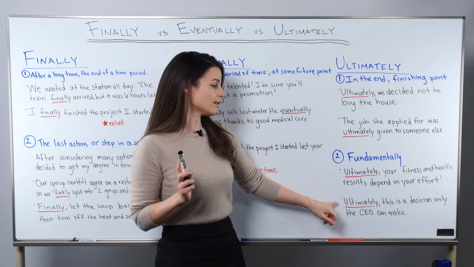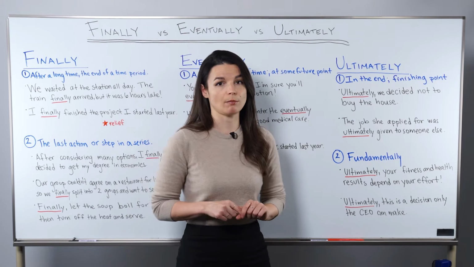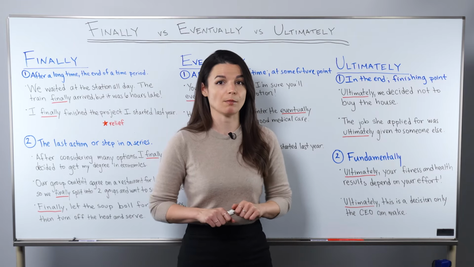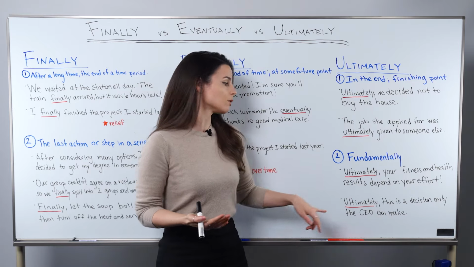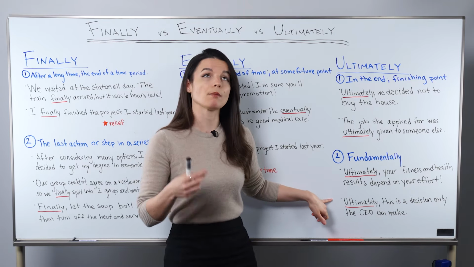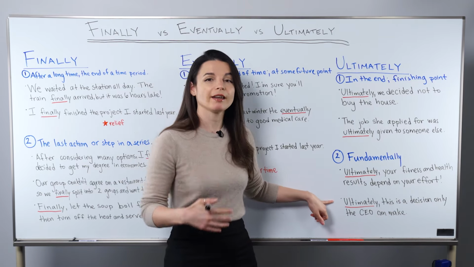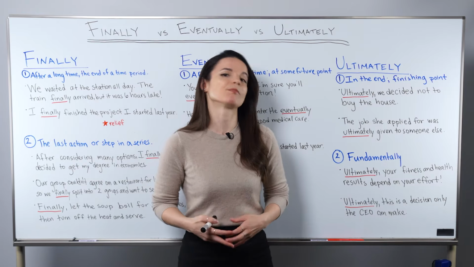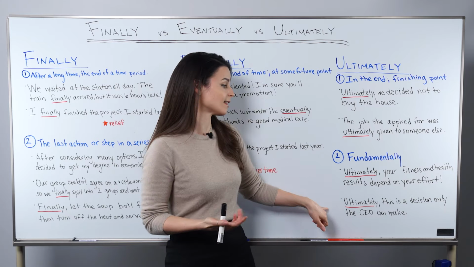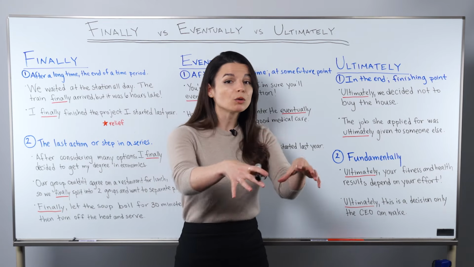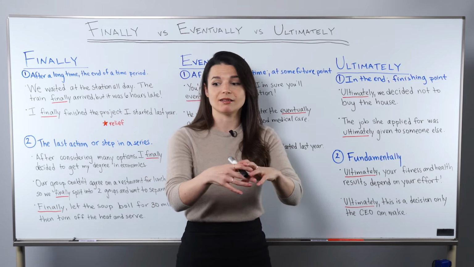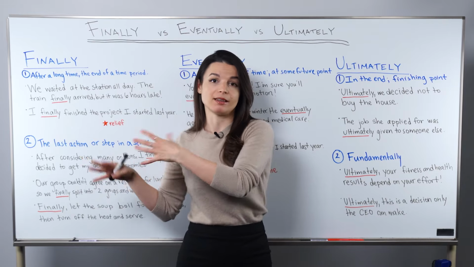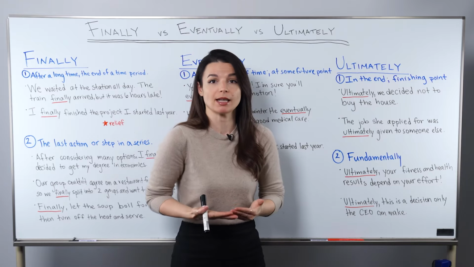Ultimately, this is a decision only the CEO can make. So again, we could substitute the word fundamentally or basically in this sentence and get the same feeling, but ultimately sounds a little bit more polished. So another way to understand this sentence is that this is the decision that only the CEO can make, and that means that maybe our opinion doesn't matter or we don't get to decide in this situation. That's what we want to communicate here.